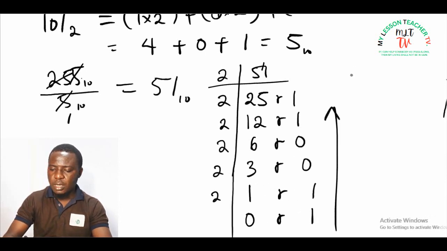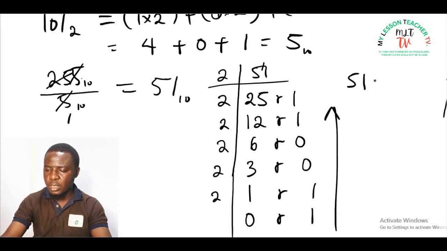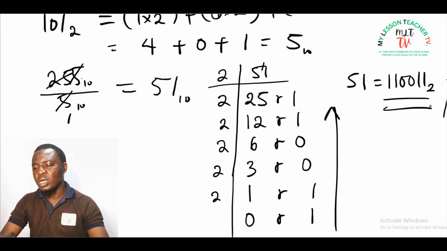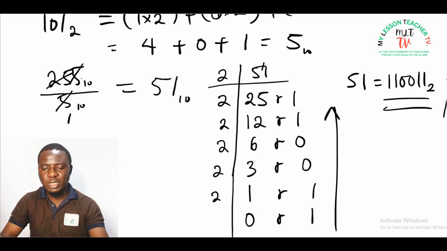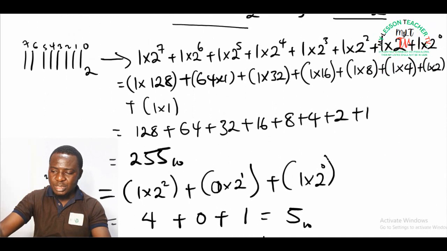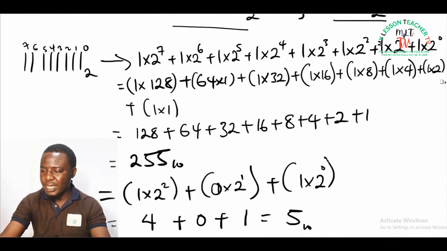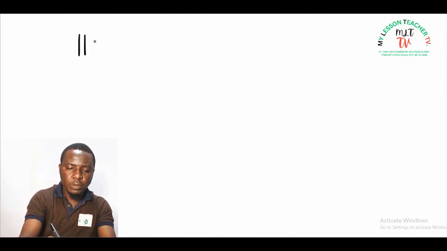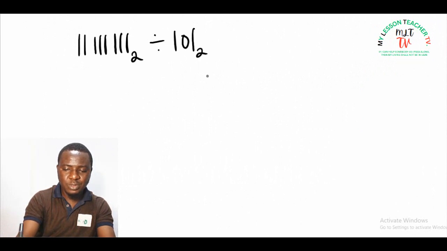So 51 base 10 is equivalent to 110011 in base 2. And this is your answer. You can also use the long division method in solving this, but this may look too cumbersome for you. But let's give it a try on this example. We have 1111111 base 2 divided by 101 base 2.